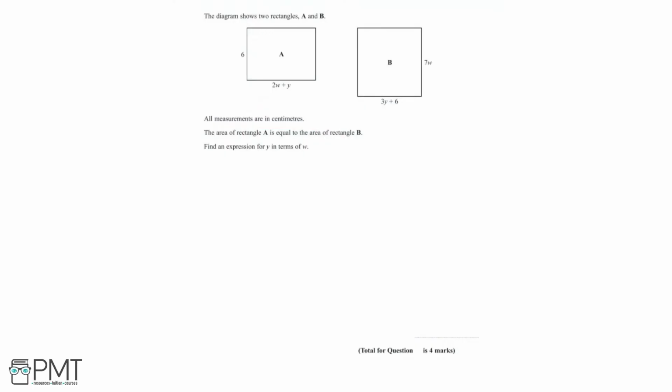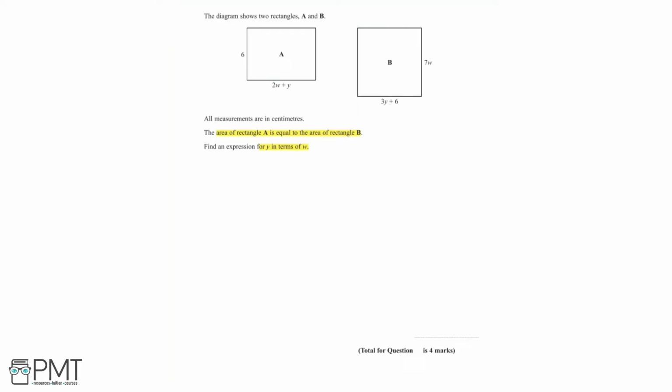In this question, we're given 2 rectangles A and B. All measurements are in centimeters. We're told that the area of rectangle A is equal to the area of rectangle B, and we need to find an expression for y in terms of w. We know that the area of a rectangle is equal to the base multiplied by the height. Rectangle A has a base of 2w plus y and a height of 6, and rectangle B has a base of 3y plus 6 and a height of 7w.